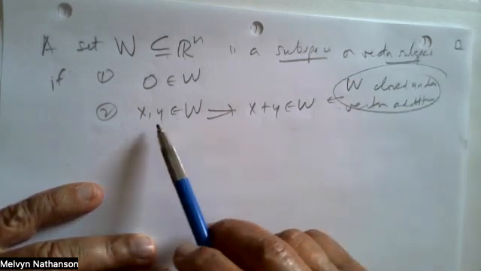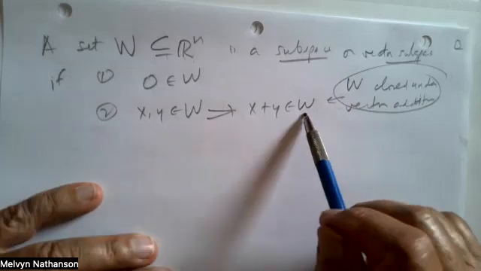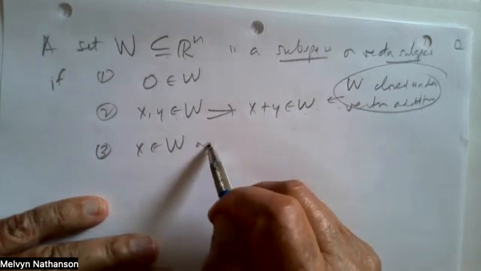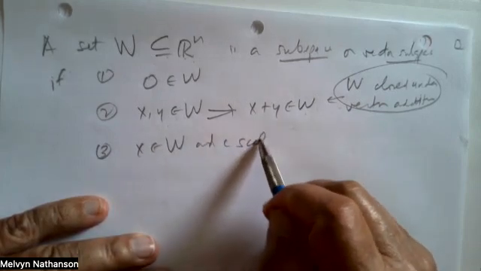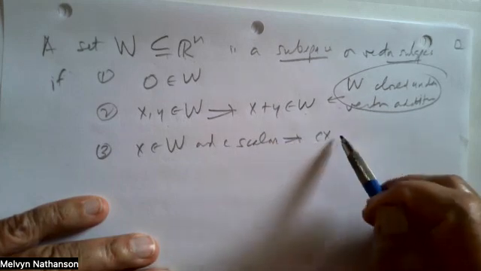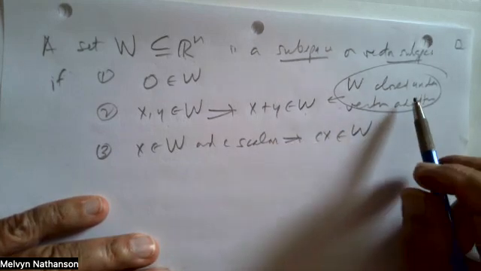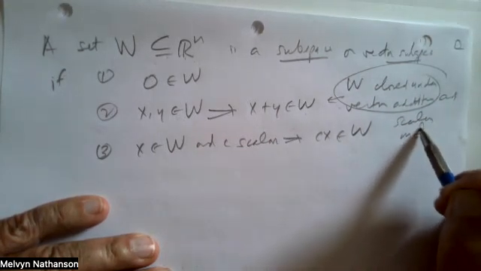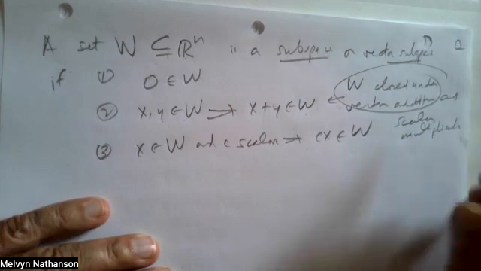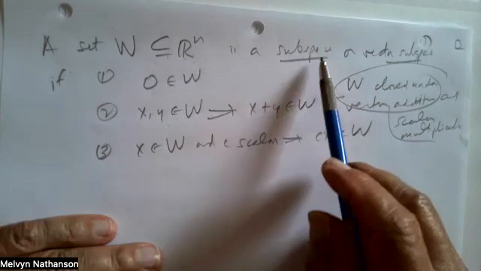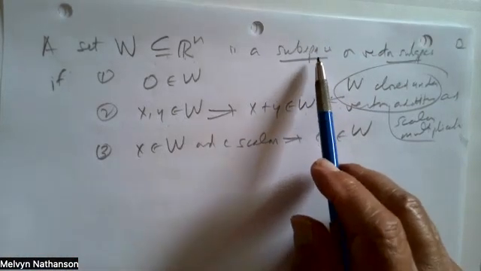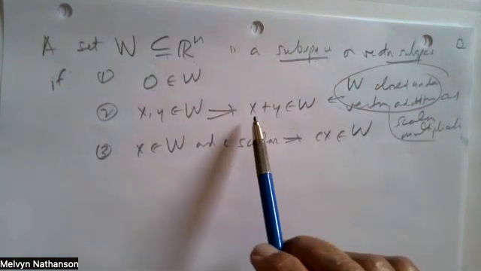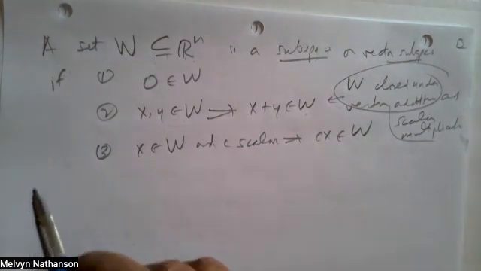That's what this says. If you take two vectors in W and you add them, you get another vector in W. And third, if x is a vector in W and c is any scalar, that means a number, then c times x is in W. So W is also closed under scalar multiplication. So that's what a subspace is. A subspace of a vector space contains the zero vector and is closed under vector addition and scalar multiplication.